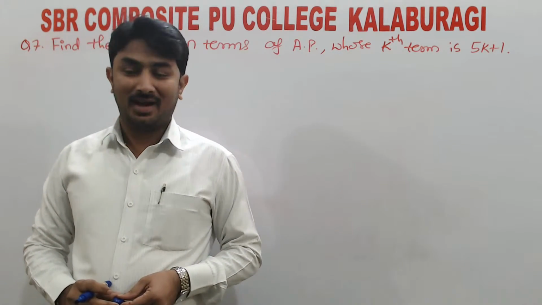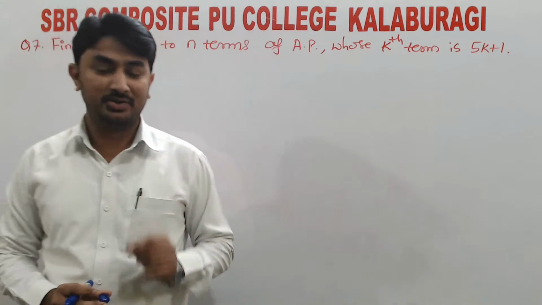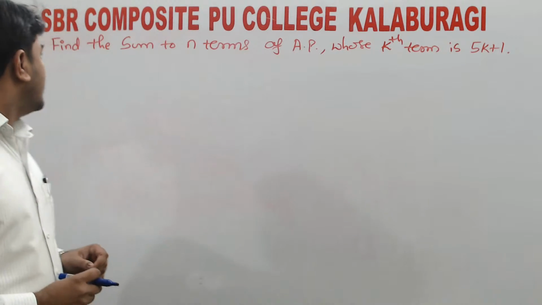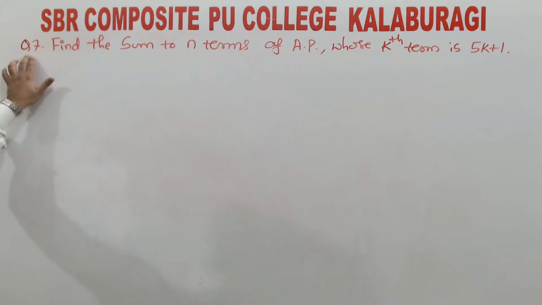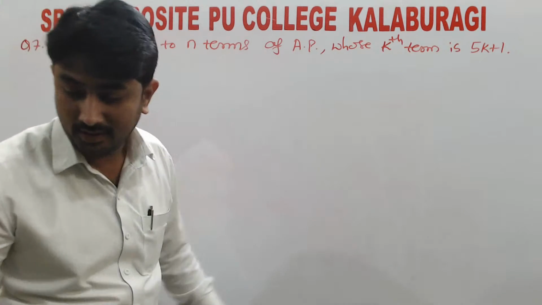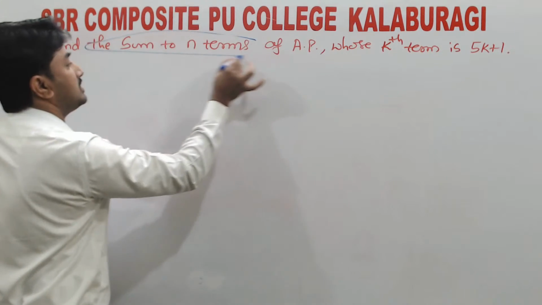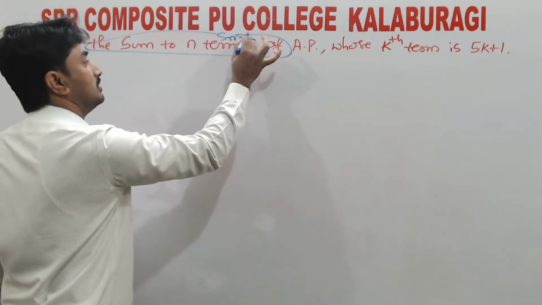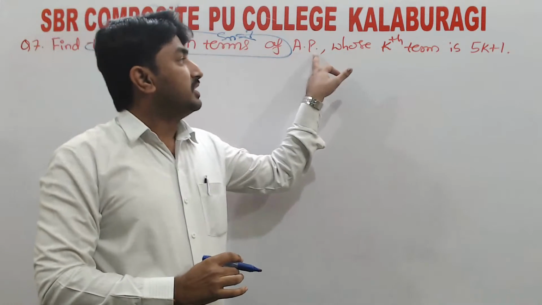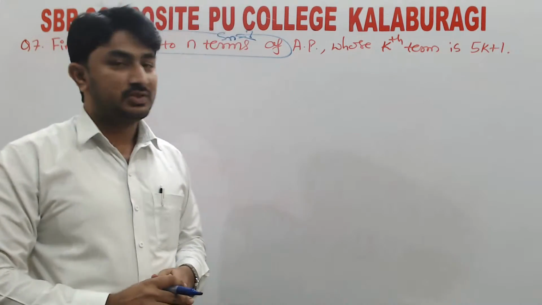I think question number 6 is completed in exercise 9.2, and next in 9.2, question number 7 is: find the sum to n terms. It means we want the Sn value. Find the sum to n terms of an arithmetic progression whose kth term is given as 5k plus 1.